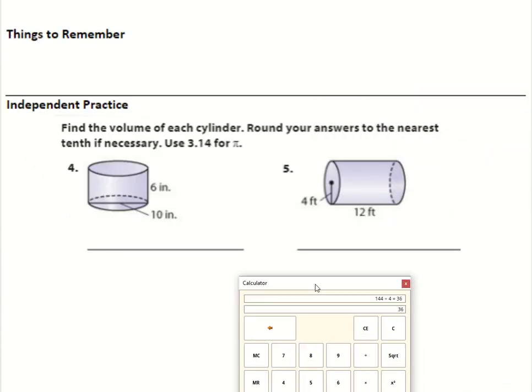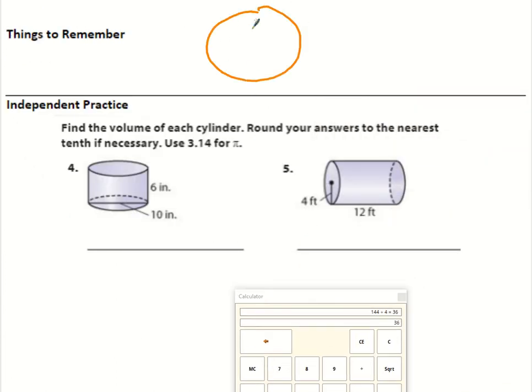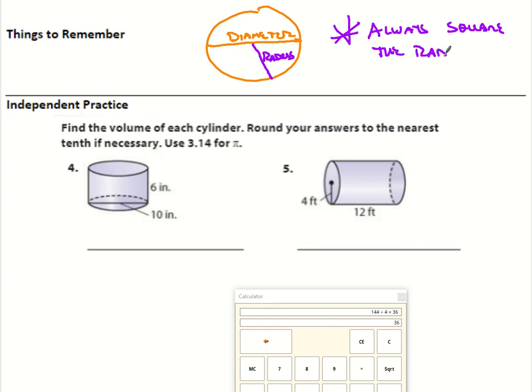Okay, that's all I got for you guys. Here's what I want you to do for things to remember. Draw a picture of a circle with the word diameter going across the middle. And then draw halfway across the circle, write the word radius. Okay. Also, put a big star. Always square the radius first. We have to do that first. That's a big common mistake.